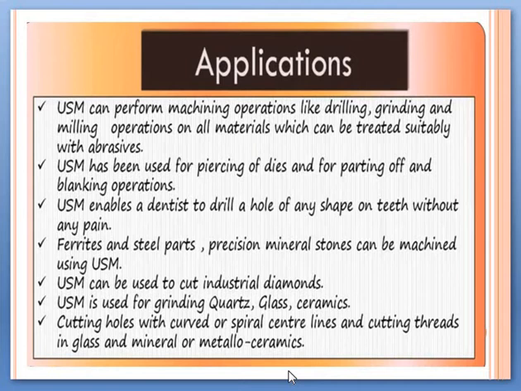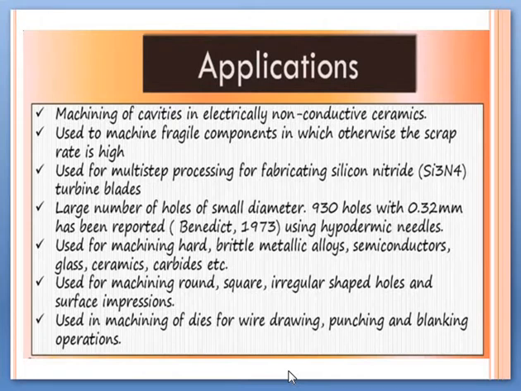It can be used to cut industrial diamond, and for grinding quartz, glass and ceramics. At the same time, it is used for machining cavities in electrically non-conductive ceramics. A large number of holes of small diameter can be machined using ultrasonic machining. It is used for machining hard, brittle, metallic alloys, semiconductor, glass, ceramics, carbide, etc.